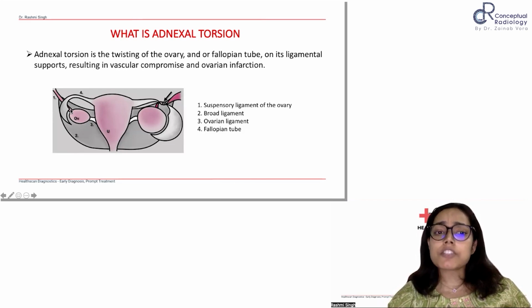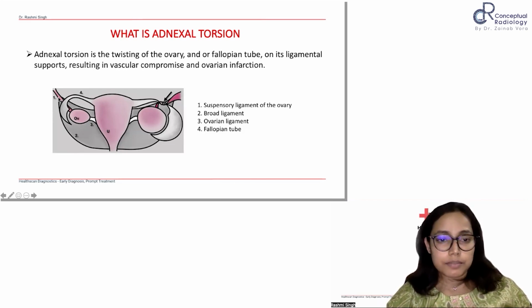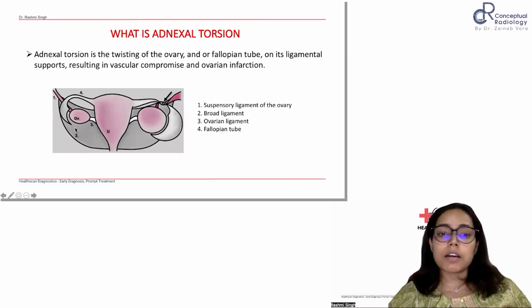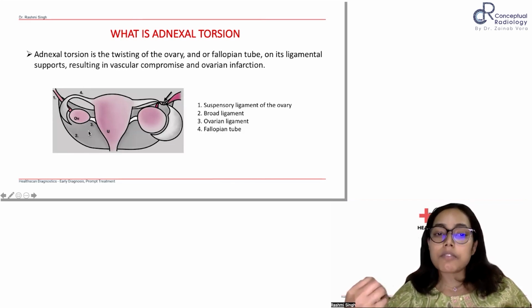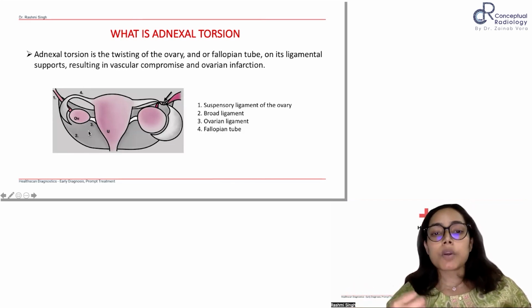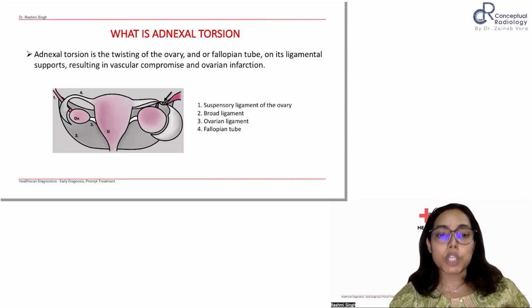This is the suspensory ligament, which goes along the inguinal ring. This is the broad ligament, which is a pelvic peritoneal fold, and this is the ovarian ligament. All these structures together constitute the adnexa, and in these ligaments, the vessels and nerves course to supply blood flow to the ovaries and fallopian tubes.